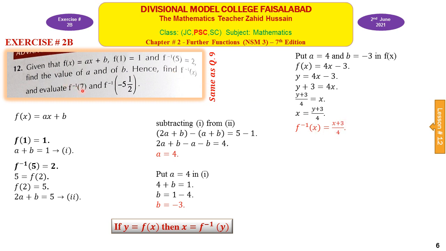And you are asked to find the value of this inverse function when x is equal to 7 and x is equal to minus 5 and 1 over 2. So replace x is equal to 7, simplify and get the value of f inverse 7, which is equal to 2 and 1 over 2. Similarly, replace x by minus 5 and 1 over 2. Simplify and get the final answer, which is minus 5 over 8.